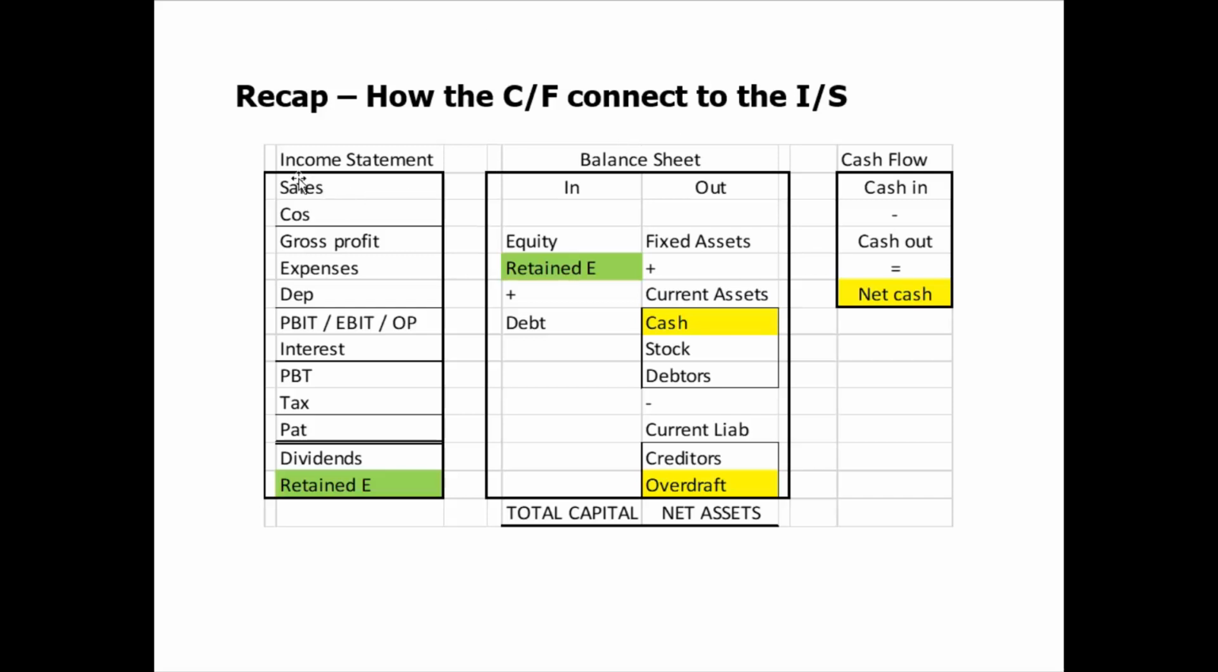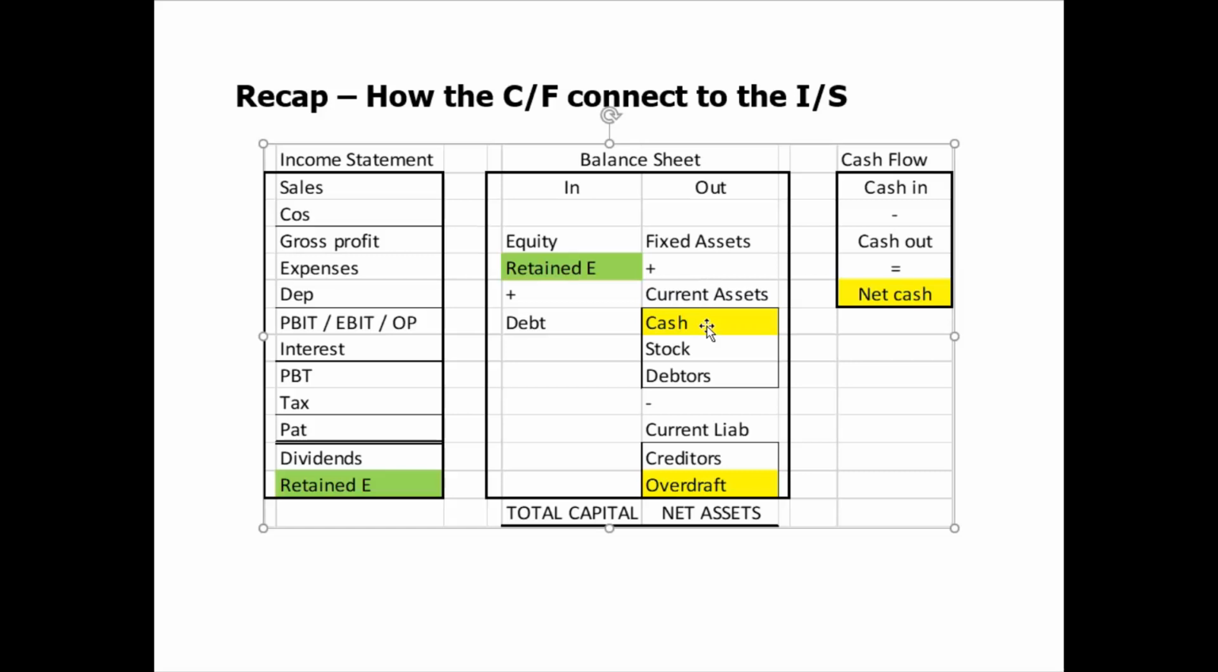We have spent some time on the income statement, and we've learned that the retained earnings feeds into the balance sheet, and it's cumulative in the balance sheet under retained earnings. We've spoken about sources of capital, the equity and the debt in the business, and how this money is used to finance the operations of the business. And here we've spoken about the fixed assets and current liabilities.